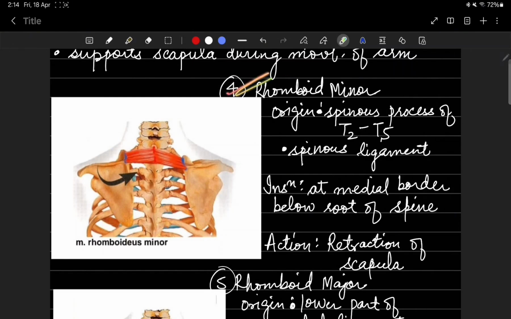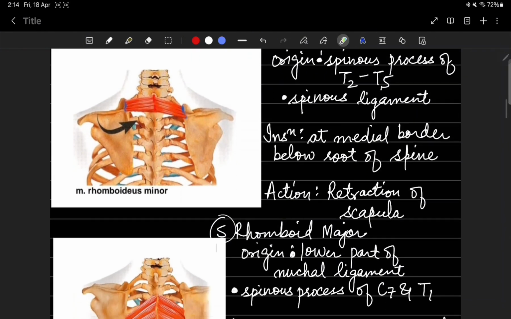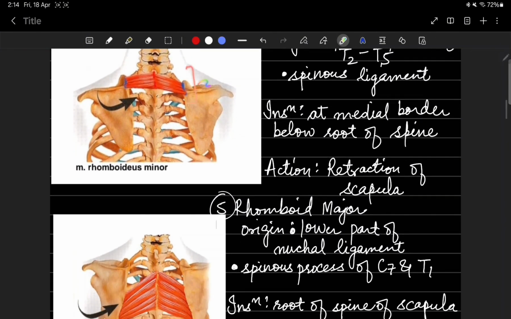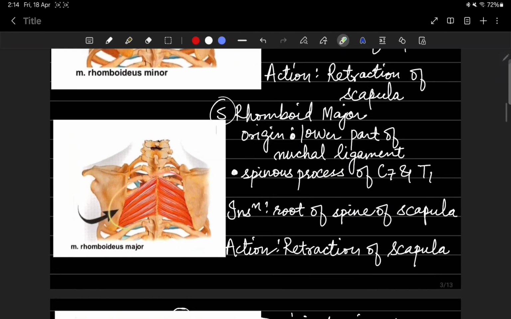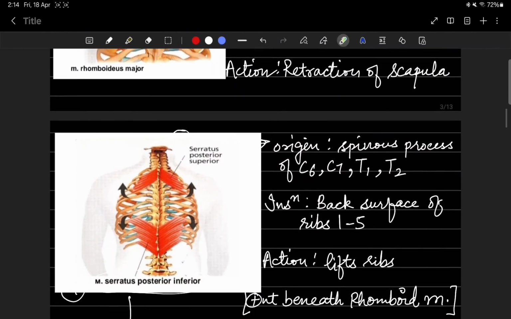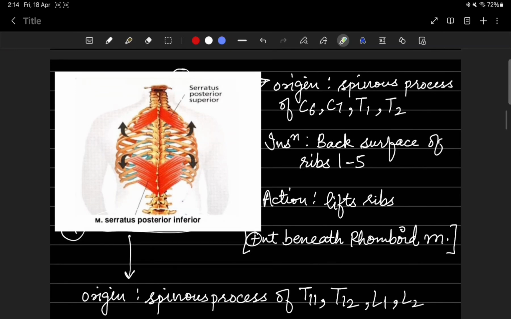So basically the rhomboid minor and the rhomboid major, both these muscles have the same action, that is the retraction of the scapula. This was rhomboid minor, and here is the rhomboid major muscle, which originates from the lower part of the nuchal ligament and the spinous processes of C7 and T1 vertebrae, and its insertion is the root of the spine of scapula, and action is to perform the retraction of the scapula. Next is our intermediate muscles, that is the serratus posterior superior and serratus posterior inferior. First one is the serratus posterior superior.